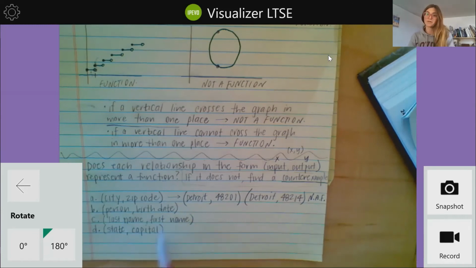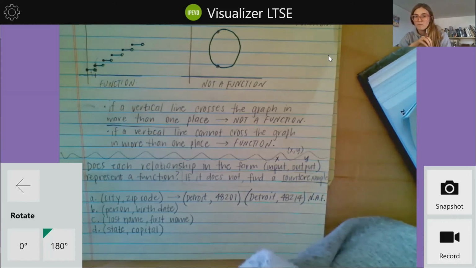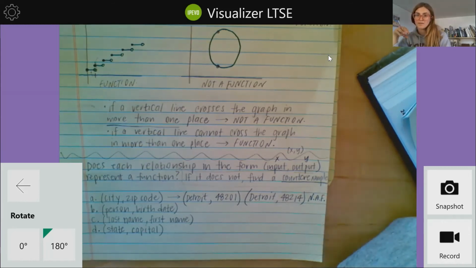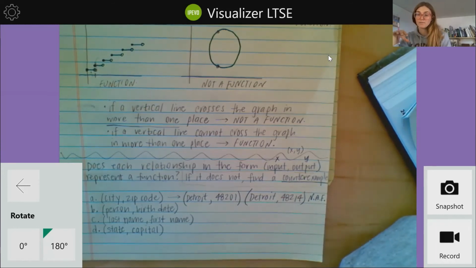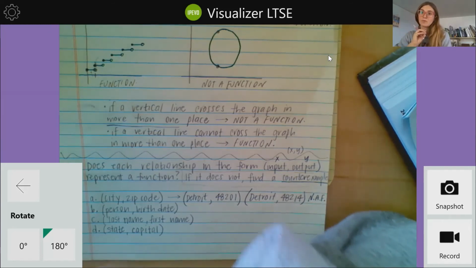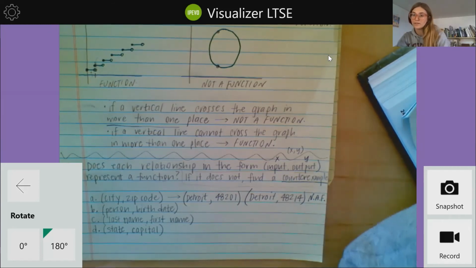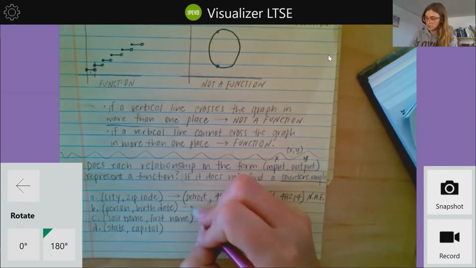Now, person and birth date. So every single person, think about it, and you can pause the video right now and just think about it before I get the answer. Think about person being the input, birth date being the output. Can one person have more than one birth date? No, of course not. We can only be born on one day. So each person has one birth date. The input person produces only one output. Okay, so this is a function.